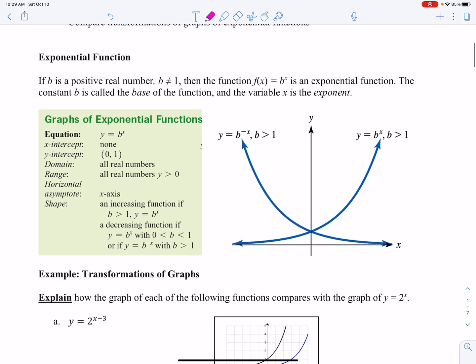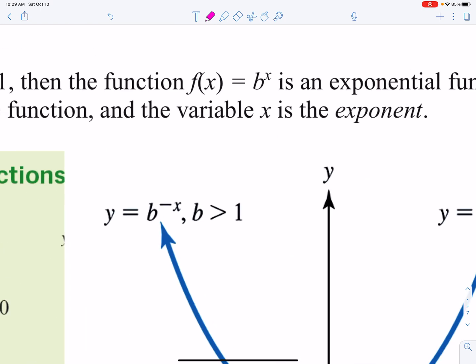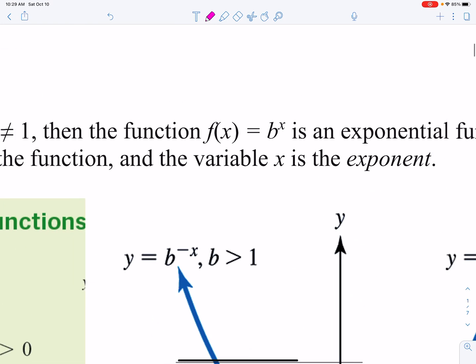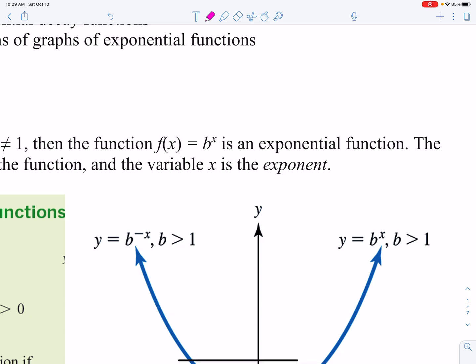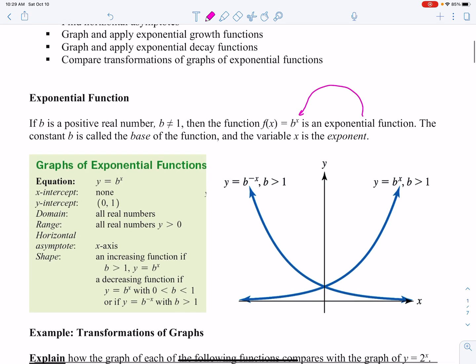An exponential function: if b is a positive real number and b is not equal to 1, then the function f of x equals b to the x power is an exponential function. The key here is that the variable is in the exponent. So the constant b is called the base of the function, and the variable x is called the exponent, like I just said.